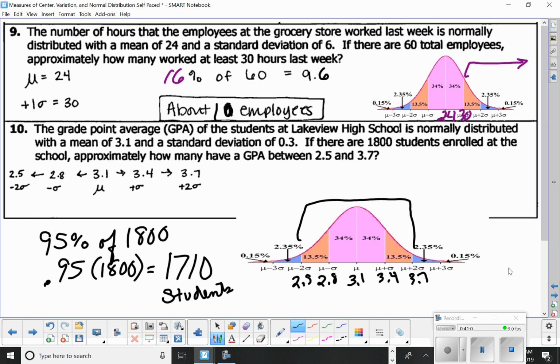Okay. Number 10, again, if you have to, label it. At least go out however many you have. They're asking you just to use the empirical rule. Use the empirical rule. It's pretty basic. 68, 95, 99.7. That's it.